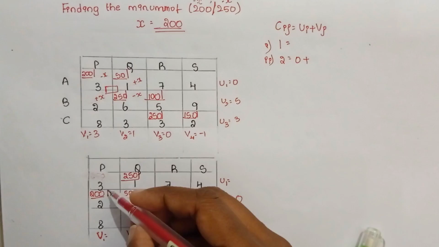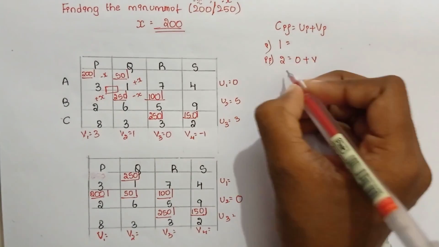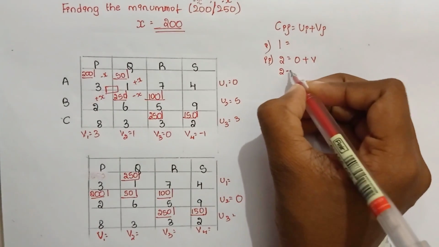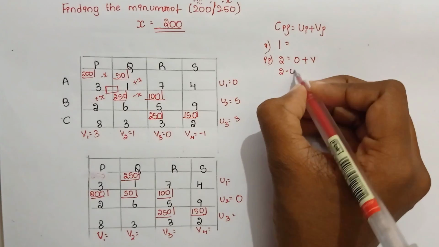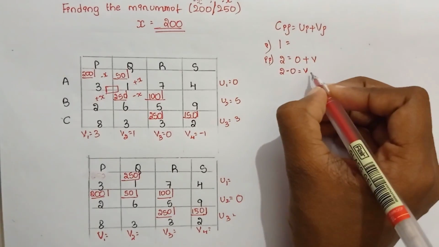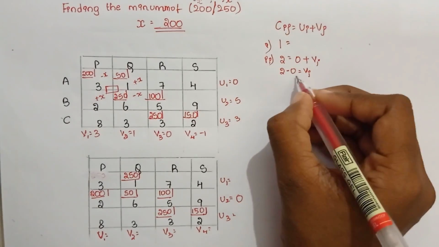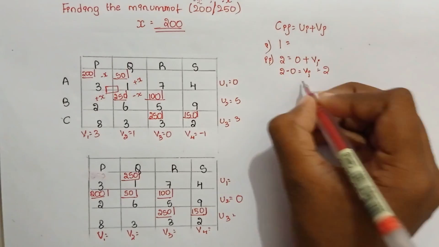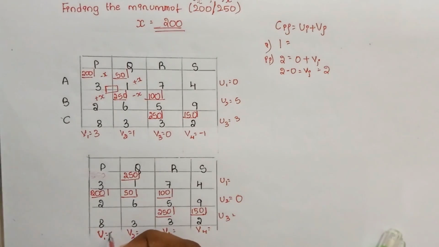0 plus the v value for this 2 is not yet known. So if I transfer this 0, it will become minus 0. So 2 minus 0 is equal to the vj value. So 2 minus 0 is 2. So the vj value is 2. So I will write it as 2.